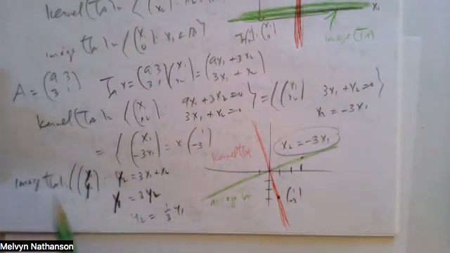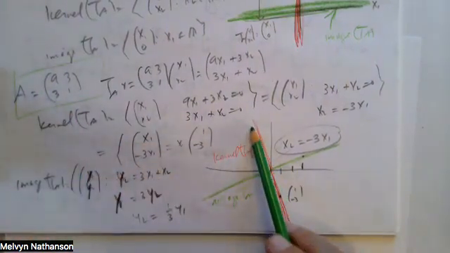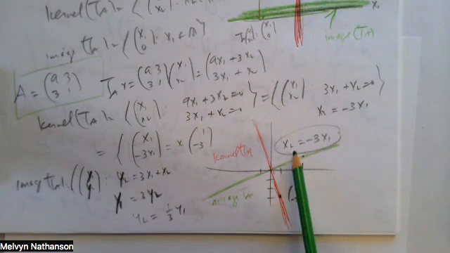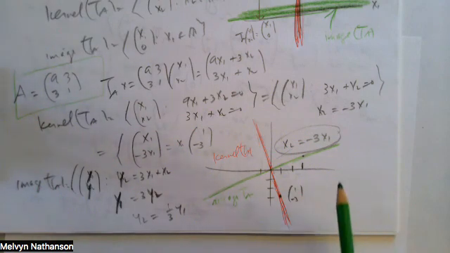So for this matrix, the kernel is the line x2 equals minus 3x1, and the image is the line y2 equals a third y1. Right. Any questions about that?